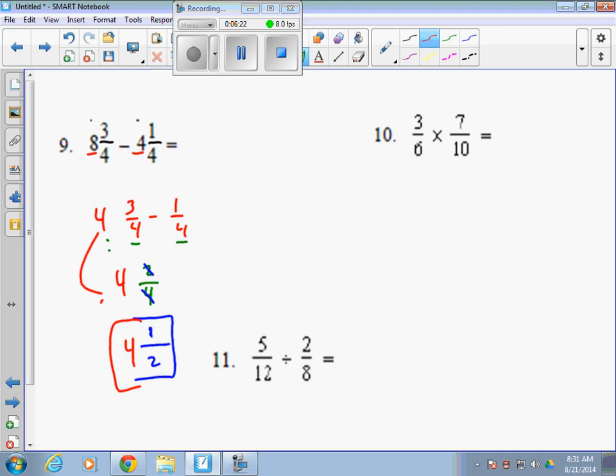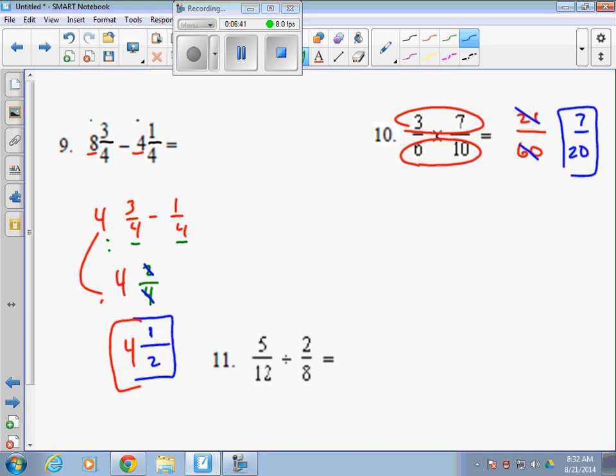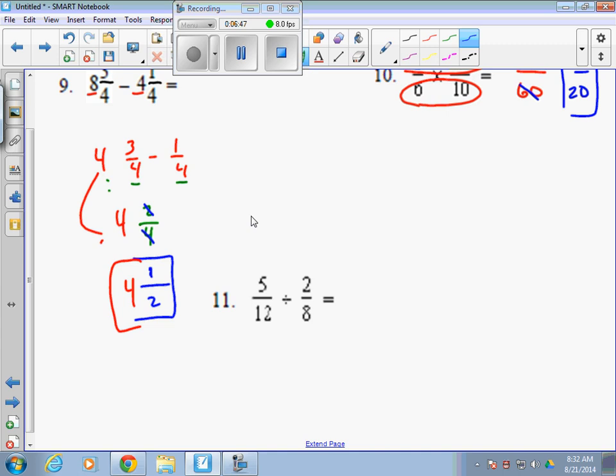3 times 7 straight across is 21. And 6 times 10 is 60. See if there's a number that goes into both of those. The number 3 does. It goes into 21 3 times 7, and it goes into 60 3 times 20. There's your simplified version, 7/20.